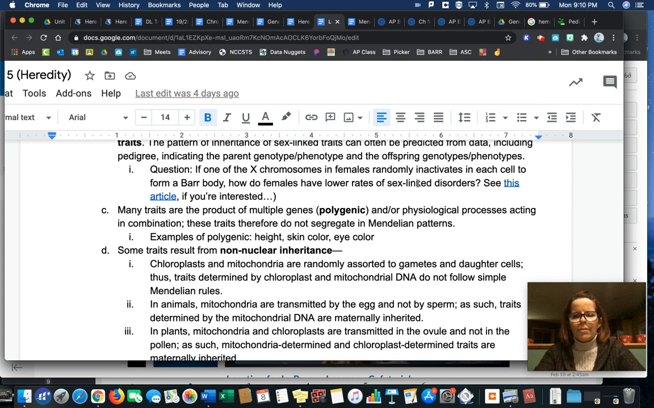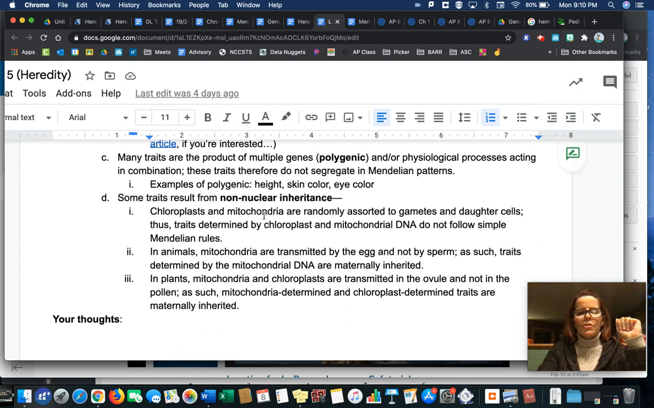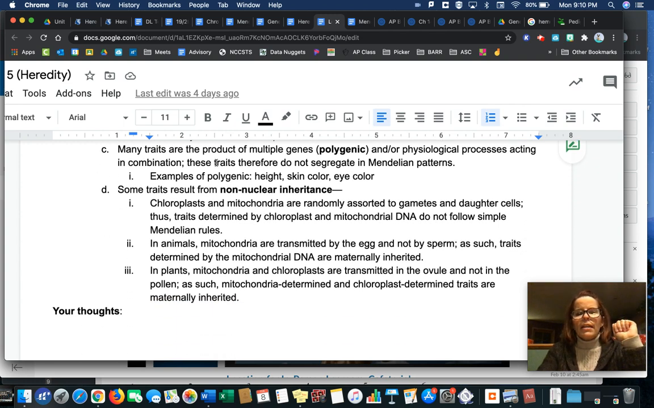If one of the chromosomes of the female randomly inactivates, this is called a bar body. So when X chromosomes disappear or stop working, that's called a bar body. And you can look at that if you're interested. Okay, moving on.